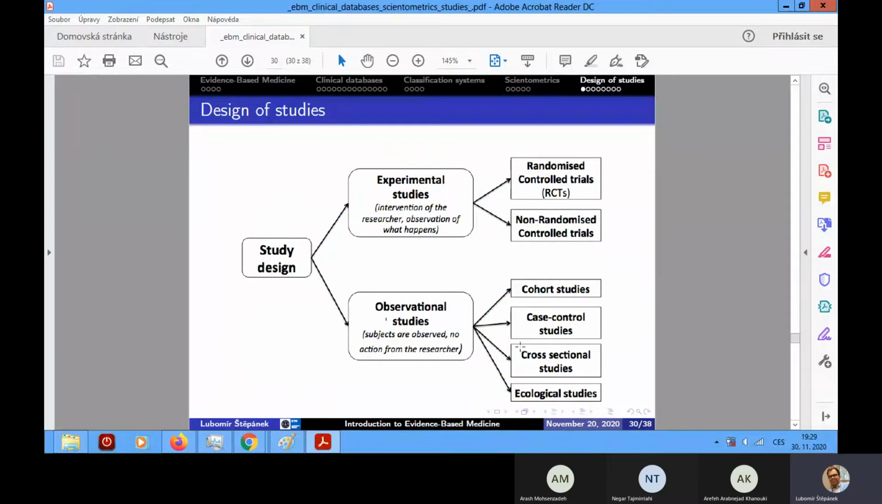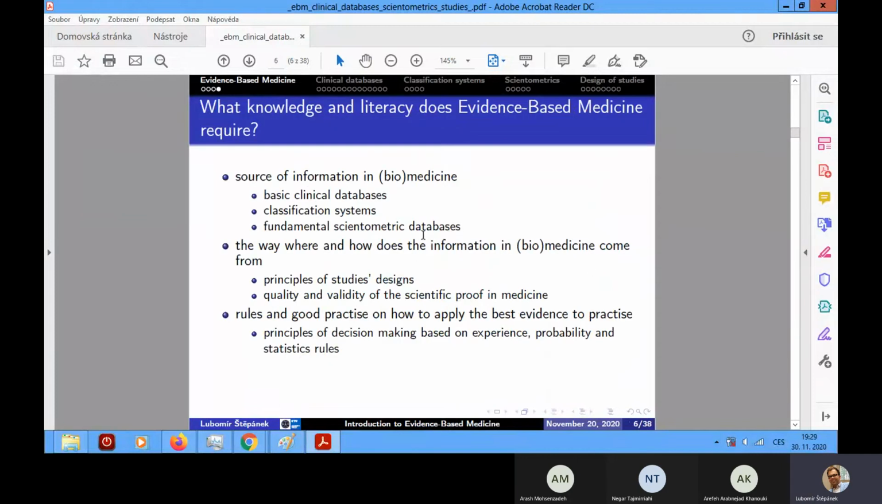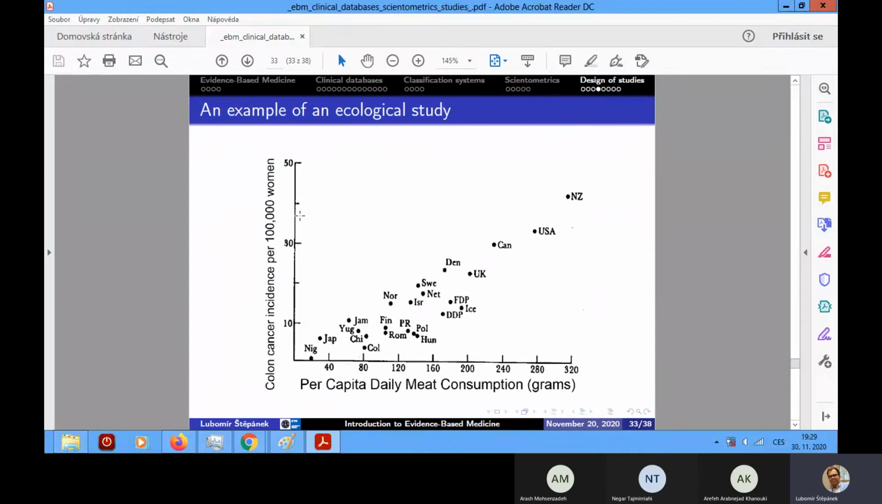So ecological study is a design of study which is not so valid. And why? It usually studies populations. So we have populations of different countries like New Zealand, USA, Canada, United Kingdom, Denmark, and so on. So many countries here. And this is just a two-dimensional chart. All the points plotted here have two coordinates. The horizontal coordinate stands for the per capita daily meat consumption in grams. Because in New Zealand, an average person got about, I don't know, 300 grams of daily meat consumption.